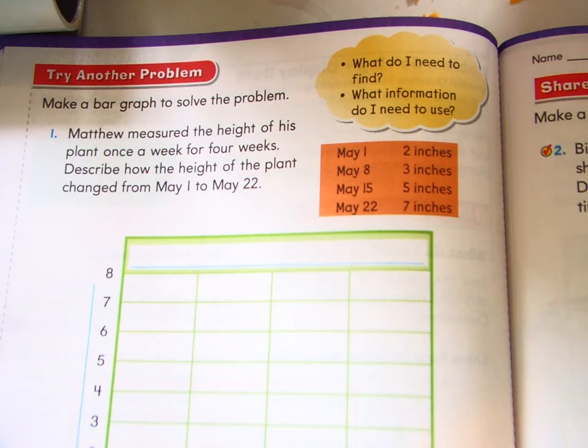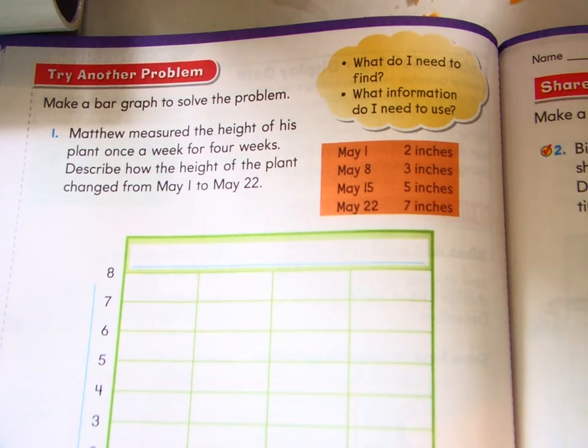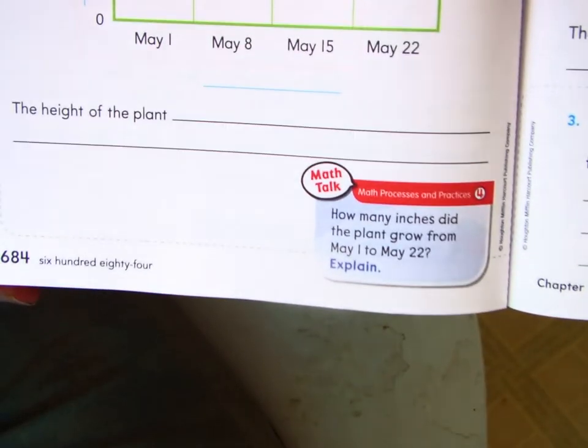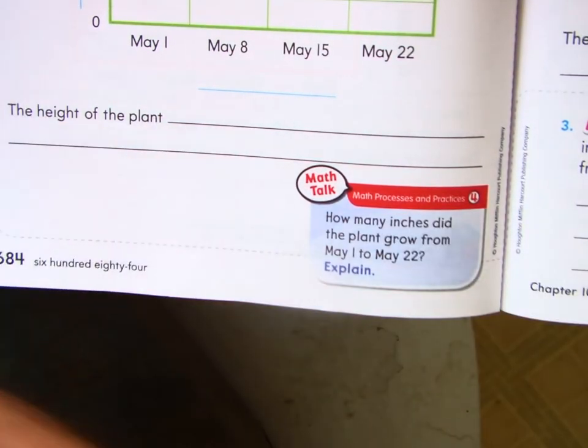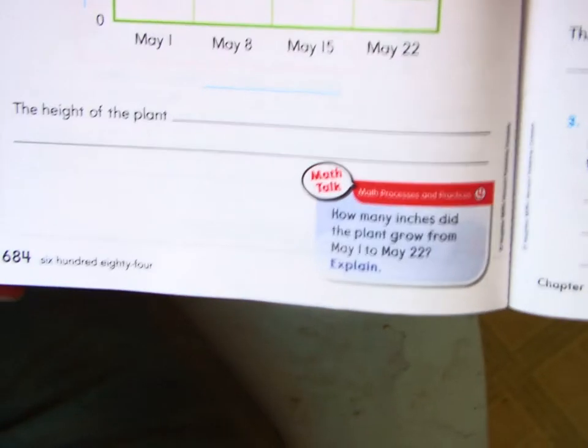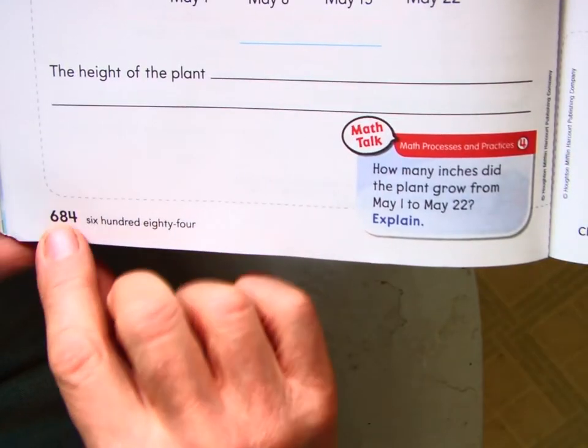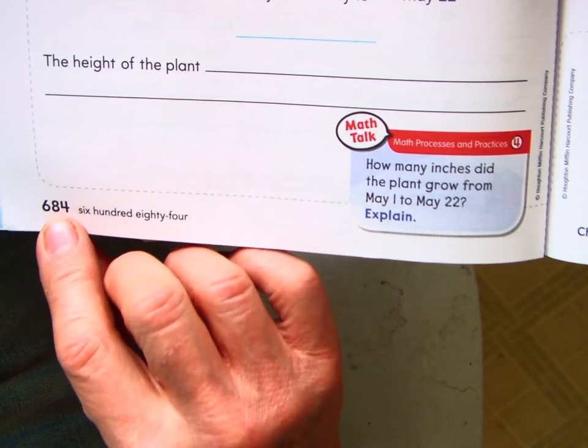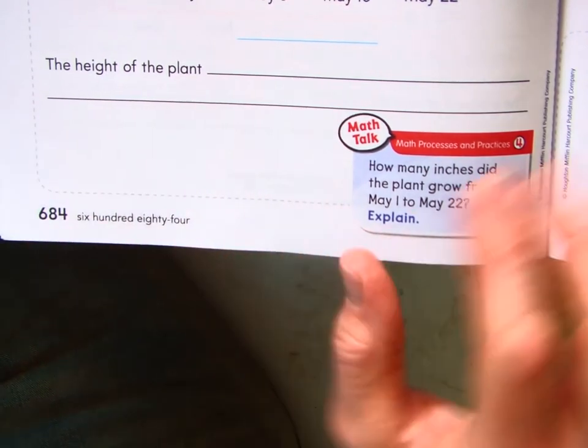Okay, guys, back to our bar graphs, and we are on page... I can't even see where I am. I'm frozen. Hold on. Where am I? Here I am. Okay. We are on page 684.